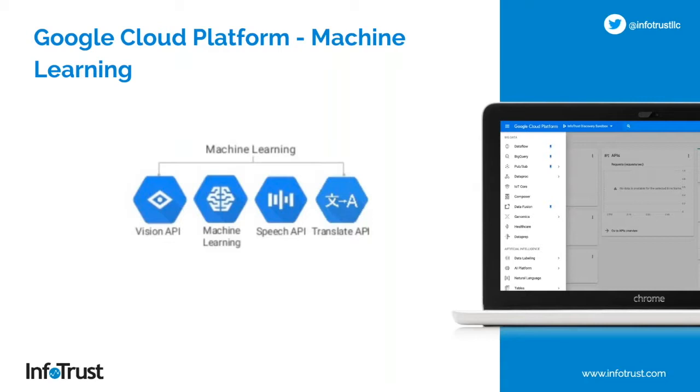And then I bet you can guess what the Translate API does: it translates words into other languages. So those are some of the cool features you can get with the machine learning section.